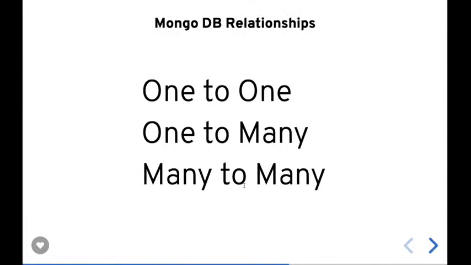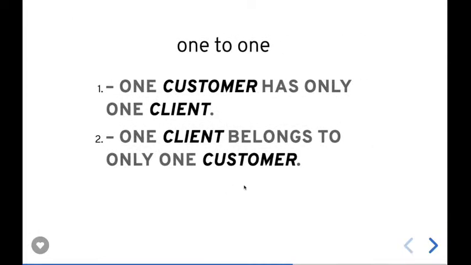So first in this video we are going to talk about one-to-one. One-to-one means a client will have a customer, and the customer belongs to a client. Another example is a user has a profile and the profile belongs to a single user. It is a one-to-one mapping. One belongs to one, one is associated with one, and then one belongs to one, right? Like a customer has only one client, and a client belongs to only one customer.